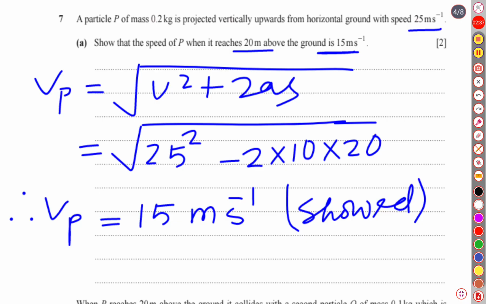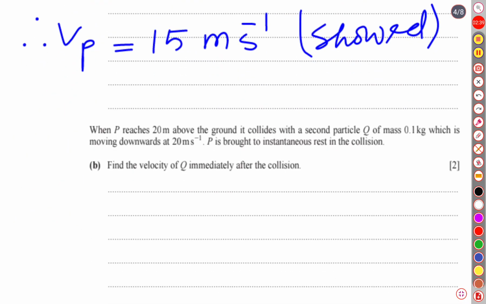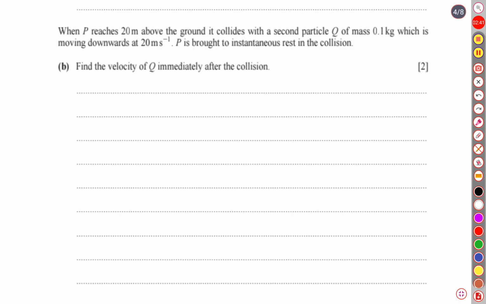Let's move on to the immediate next question. It says when P reaches 20 meter above the ground, it collides with a second particle Q of mass 0.1 kg, which is moving downwards at 20 meter per second. P is brought to instantaneous rest in the collision. Part B says find the velocity of Q immediately after the collision.